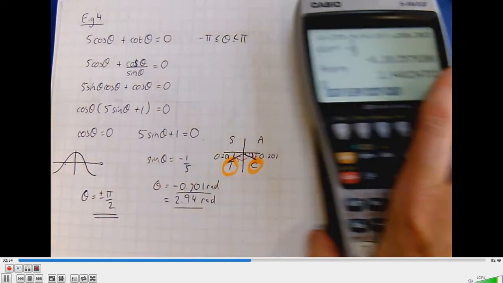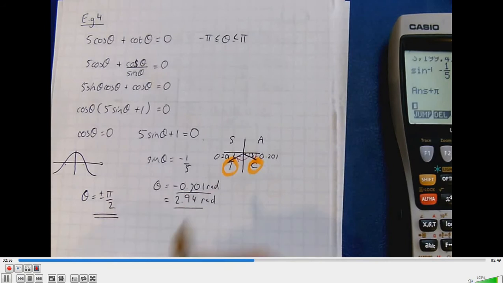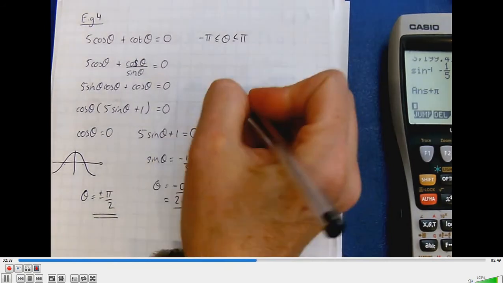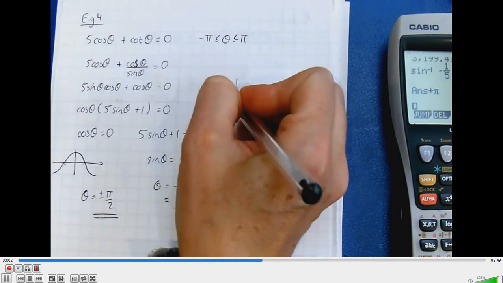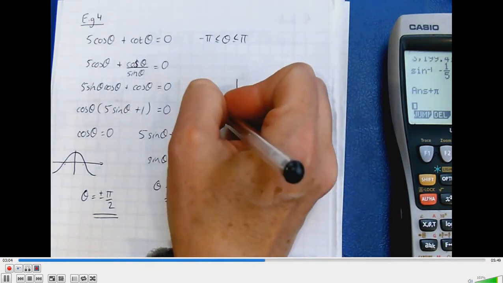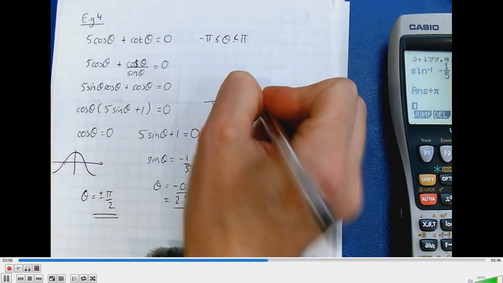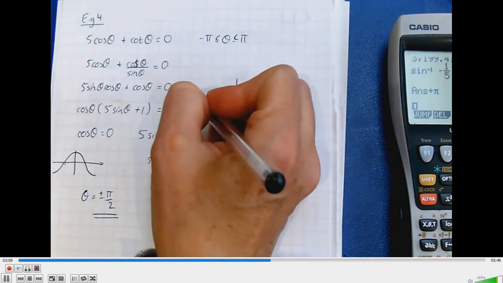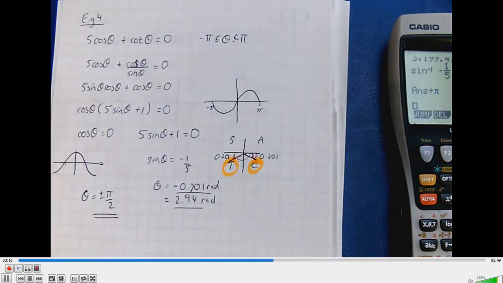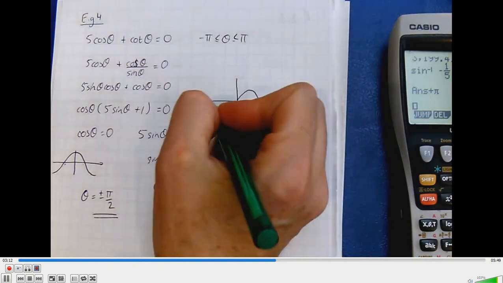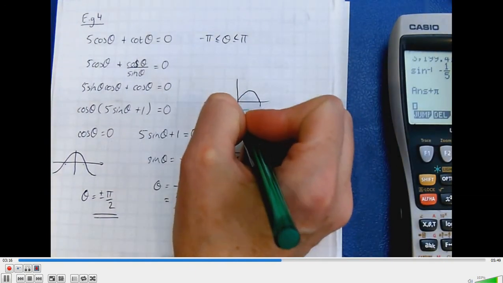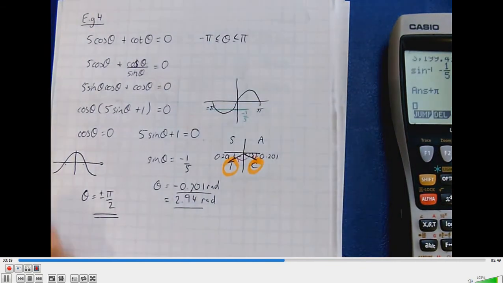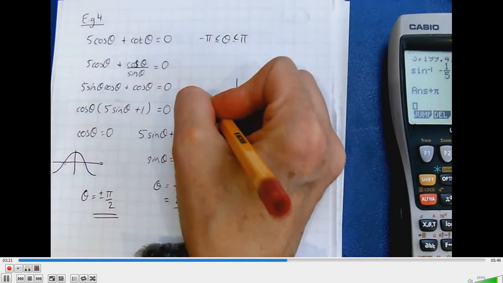If you prefer a graph, then you would sketch your graph for sine. Okay, and the graph for sine between minus pi and pi looks like this. We can draw in our line for negative a fifth, obviously very inaccurately. And our points of intersection are going to be here.